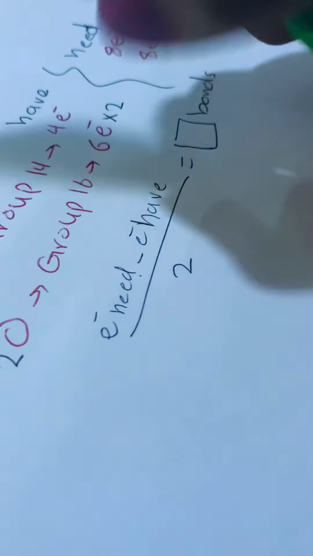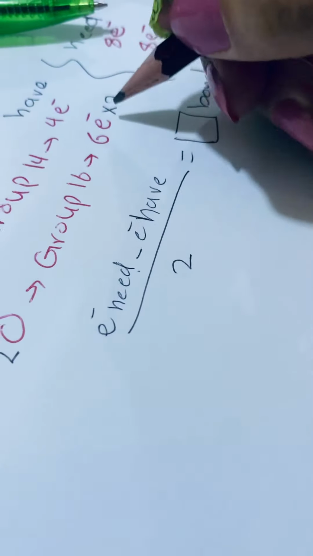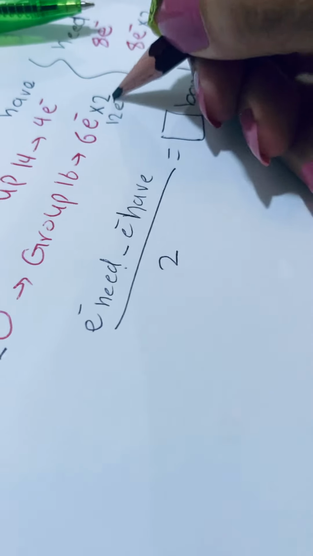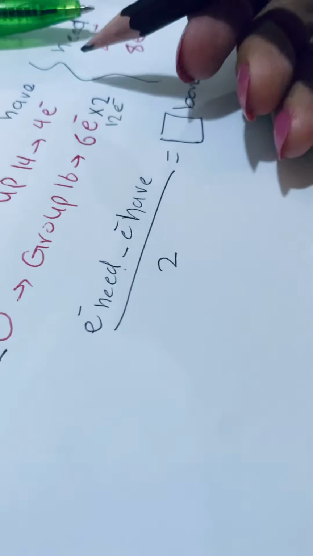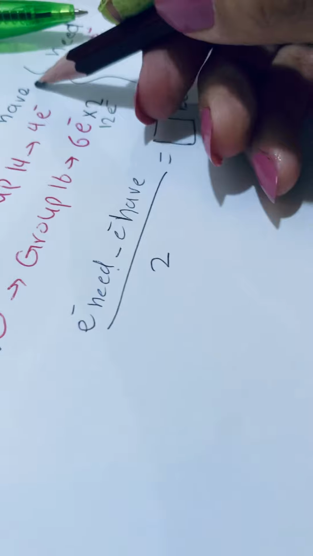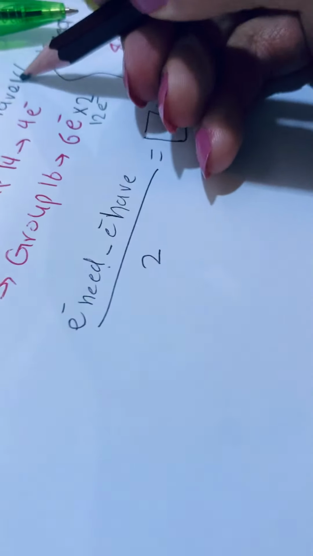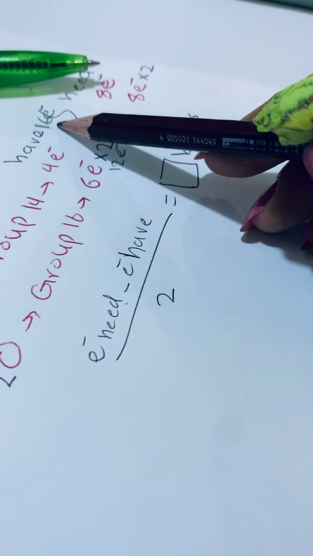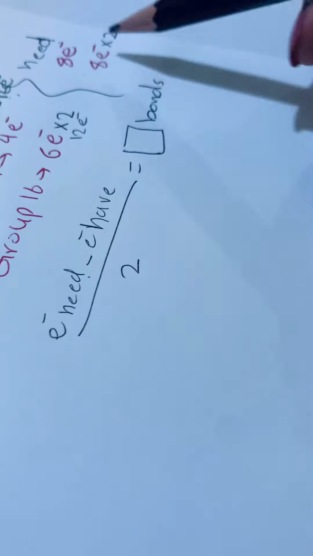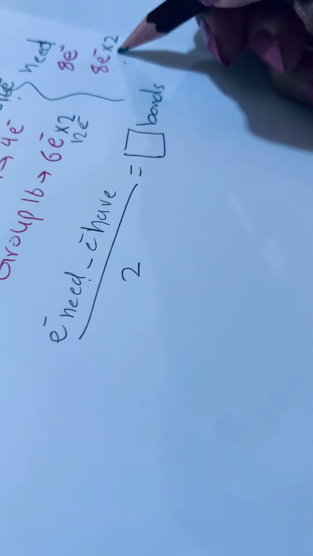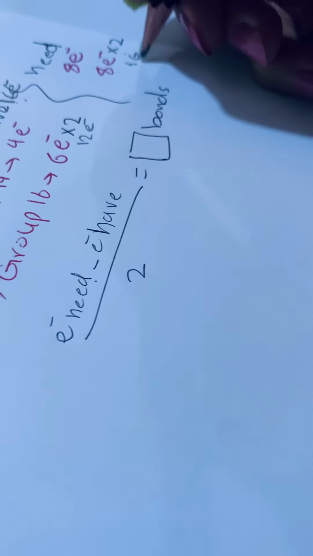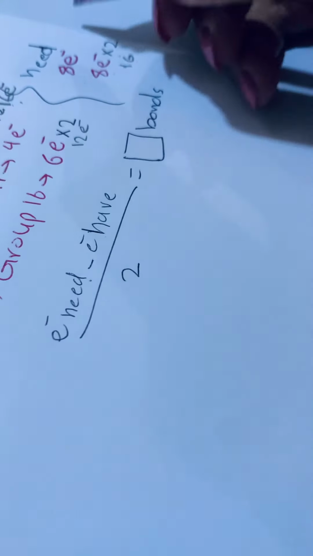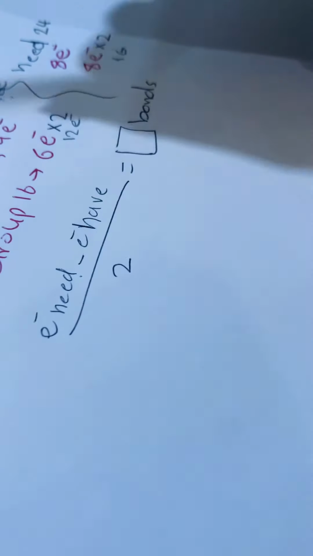So if you look here, 6 times 2, this is gonna be 12 electrons. 12 plus 4, this is gonna be 16. So the total electrons you have is 16 electrons. And the total electrons you need, 8 times 2, it's 16. 16 plus 8, it's gonna be 24.